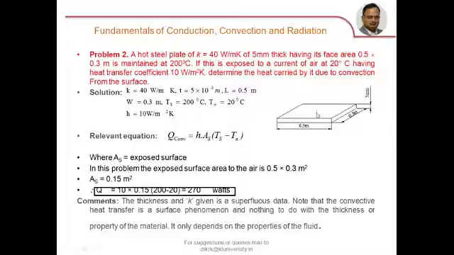Even if this is not a steel plate, imagine it is a copper plate at 200 degrees centigrade, convective heat transfer coefficient is 10, air is at 20, area is 0.5 into 0.3, Q remains the same. So nothing to do with the property of the plate material here, and nothing to do with the thickness, because it is a surface phenomenon. Hope you will understand.